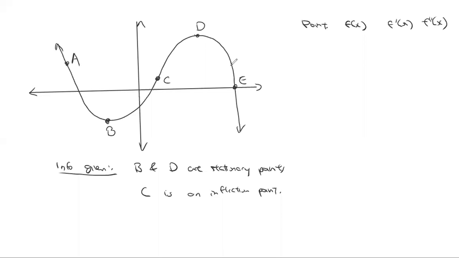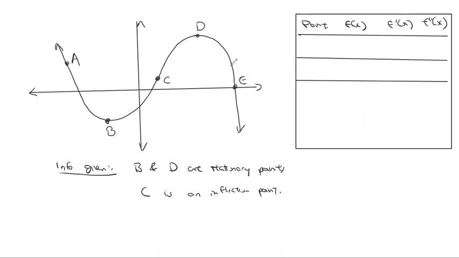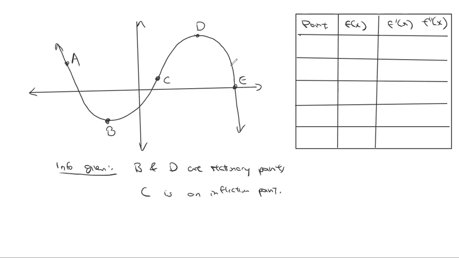So we have this question which has this graph outlined here. You've got points labeled A to E. You're told that B and D are stationary points. And your job is for each point A, B, C, D, and E to work out if f(x), f'(x) and f''(x) are either positive, 0, or negative.